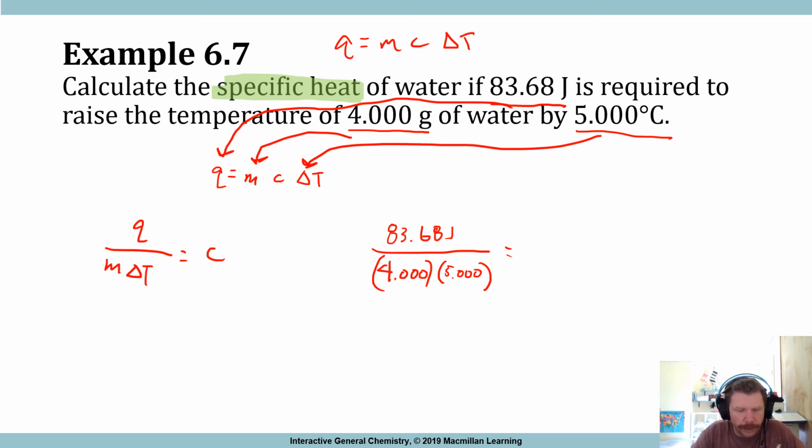83.68 divided by 4 times 5, which is 20. Well, lo and behold, my answer is exactly 4.184, which is exactly what we had seen as a literature provided value. So joules per gram degrees Celsius.